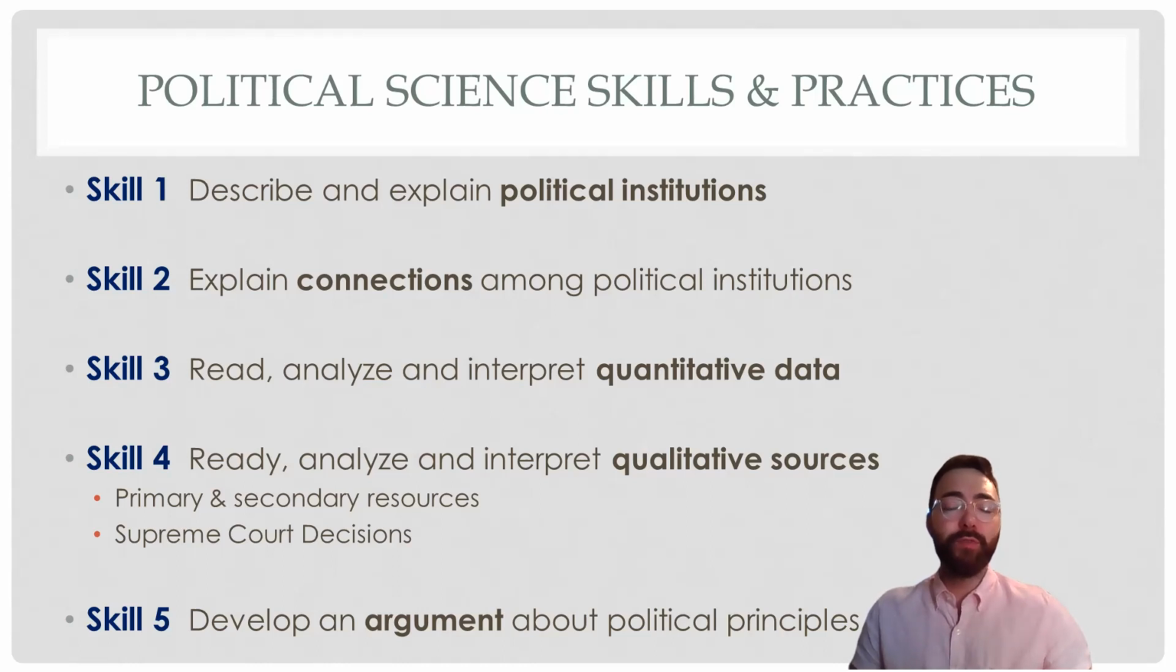Qualitative sources will also be dealt with. Primary and secondary resources, there's about a dozen required foundational documents that this course covers, certainly some Federalist papers, and then about a dozen Supreme Court decisions as well. Skill 5, as you can see, overlaps very well with that argument essay, developing an argument, a thesis, a claim, and then supporting it with evidence.